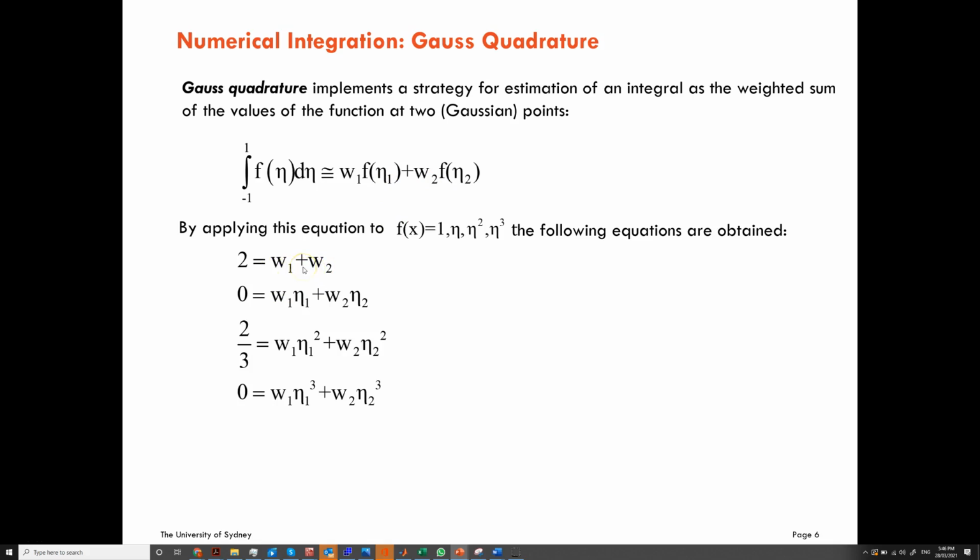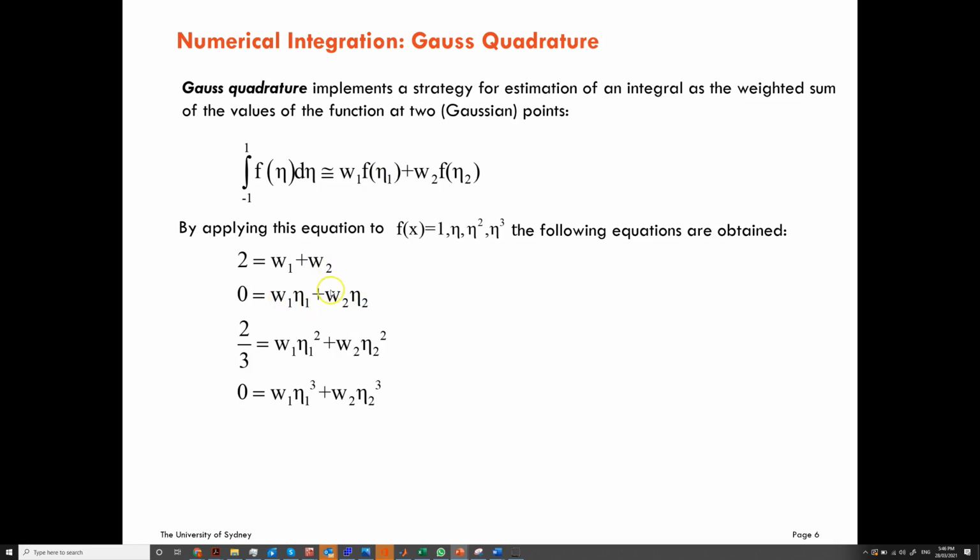But we need more equations to solve these weights. So we go to these functions. We are going to replace f of eta by eta. And then the integral of eta between minus 1 and 1 is going to be 0 due to the symmetry of eta. It's an odd function. So it's going to be 0, and here f of eta is eta, so it's going to be eta 1, eta 2, and the weights are here.